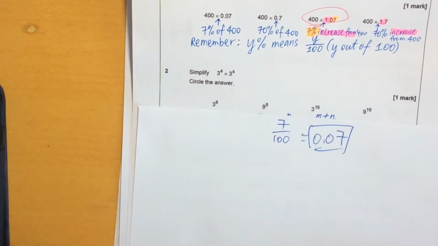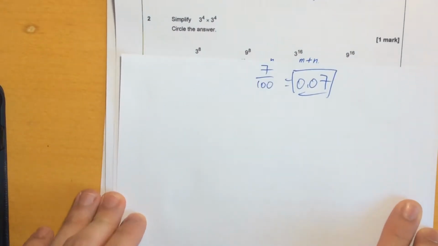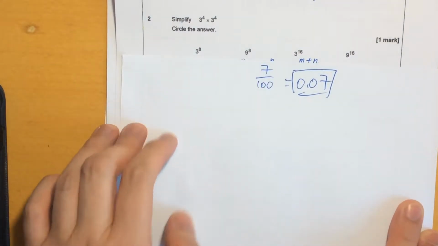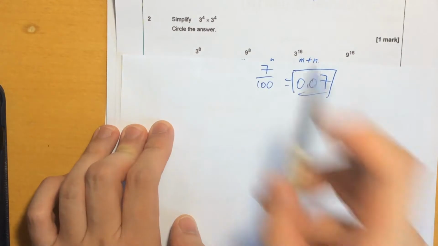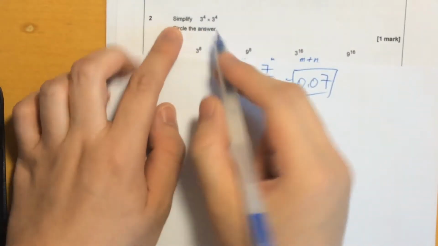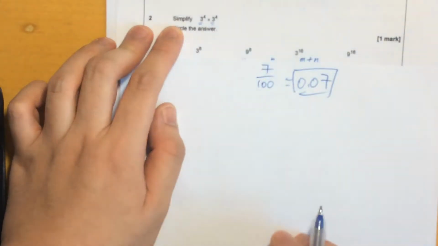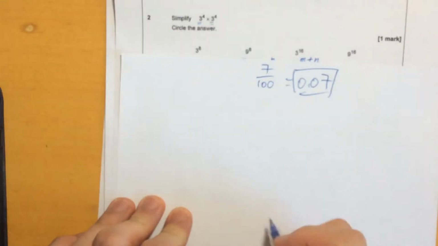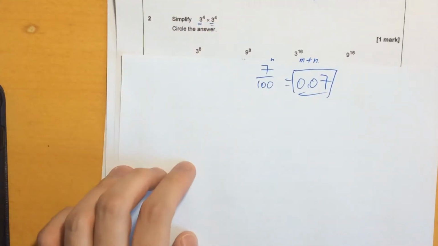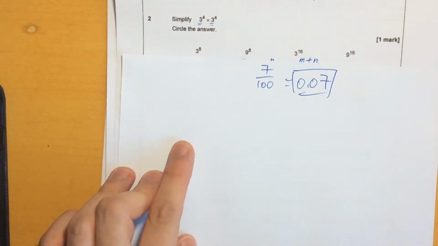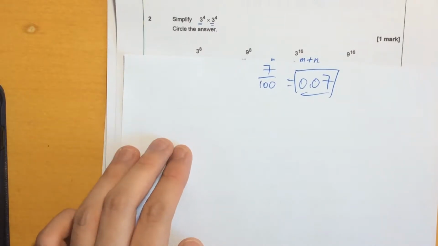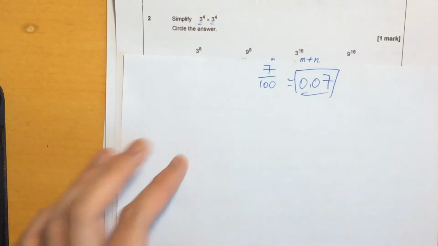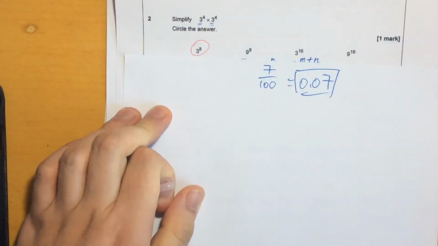So now for this question, they're asking you for simplifying this thing. You can see they both have the same base of 3 and 3. So you just need to add the 2 numbers up there. So 4 and 4 is 8. So 3 to the power of 8. So the answer should be the first one, this one there.